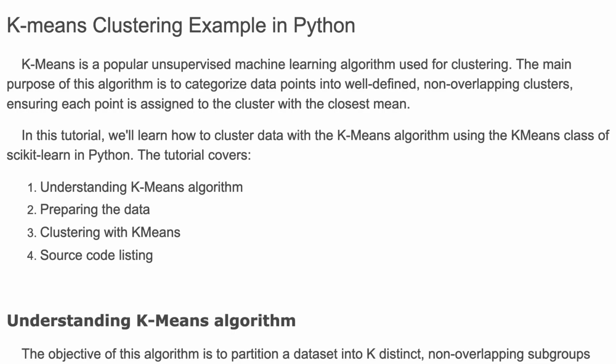In this tutorial I'm going to explain data clustering with K-means method in Python. K-means is a popular unsupervised machine learning algorithm used for clustering. The main purpose of this algorithm is to categorize data points into well-defined, non-overlapping clusters, ensuring each point is assigned to the cluster with the closest mean.